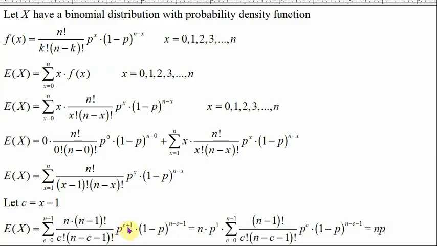p to the c plus 1 is the same as p to the c times p to the first. And then we can move p to the first to the front of the summation sign right here. And then I'm going to move this n also to the front. So what's left will be n minus 1 factorial and then p to the c.